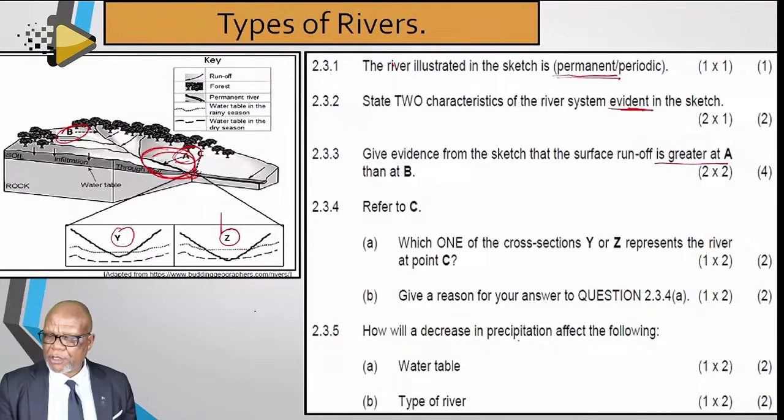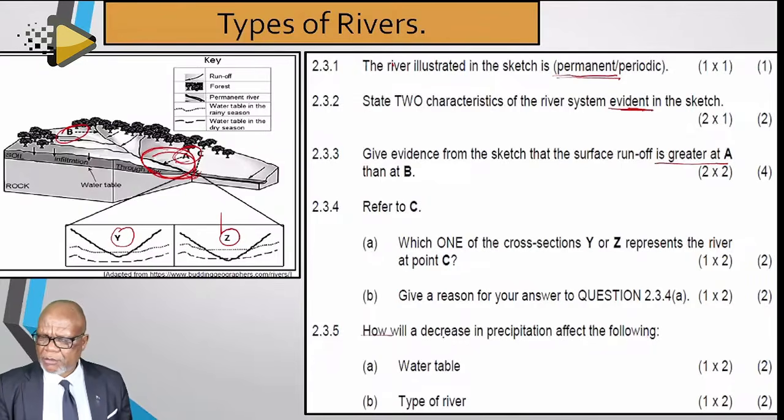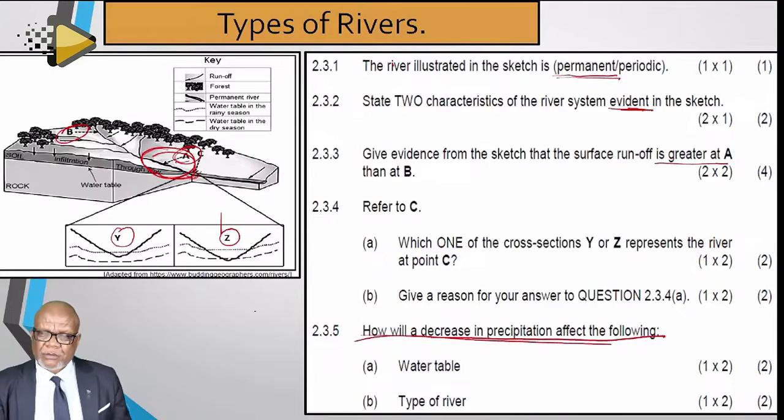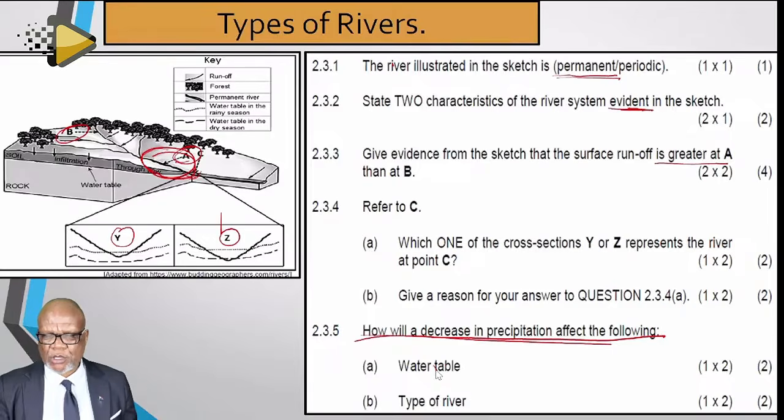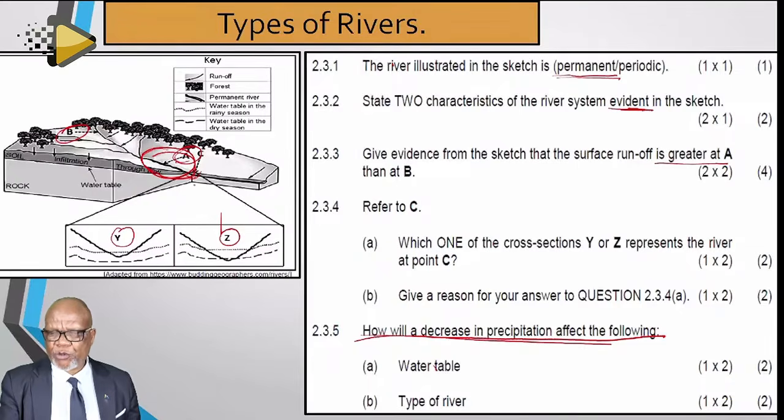How will a decrease in precipitation affect the following water table? Now, this question can come in a number of ways. In this question, it says, how will a decrease in precipitation affect the following? Number one, water table. If there is a decrease in precipitation, the water table will be lower. And how will that affect the type of river? The type of river will change from being permanent to being periodic.